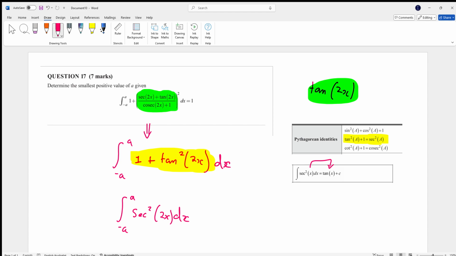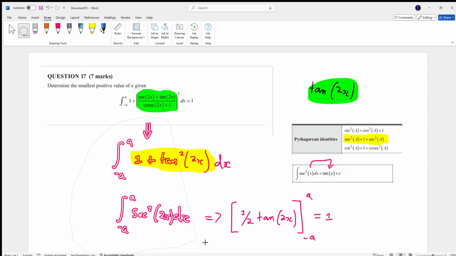So the derivative of the inside function is 2. So therefore you have to divide by 2. So this turns into 1 over 2 tan 2x, from negative a to a. And they said this is equal to 1. Okay, cool. Let's get rid of that now. Hopefully you can see what I've just done there.